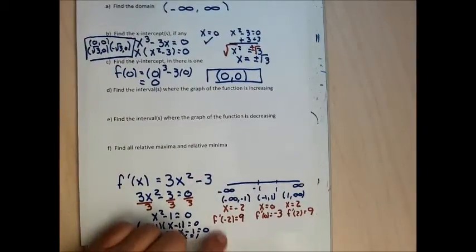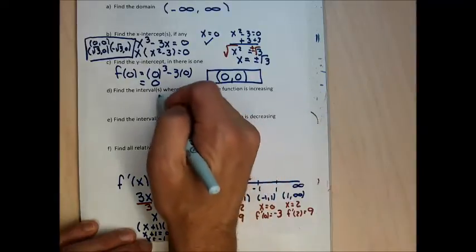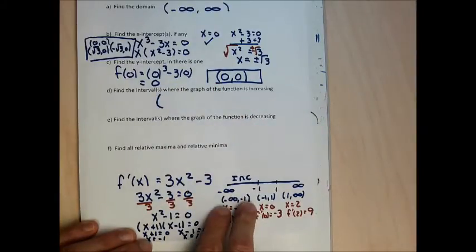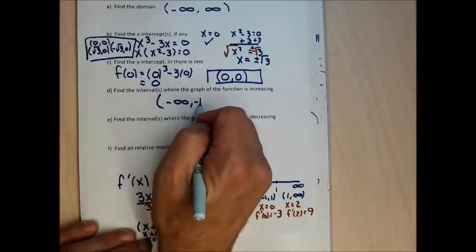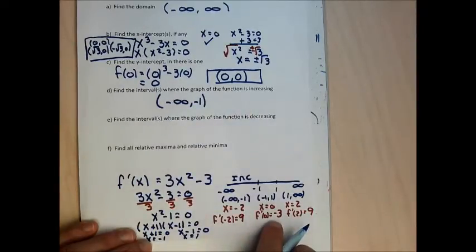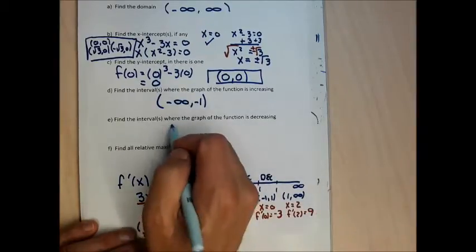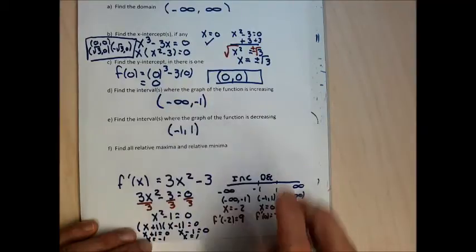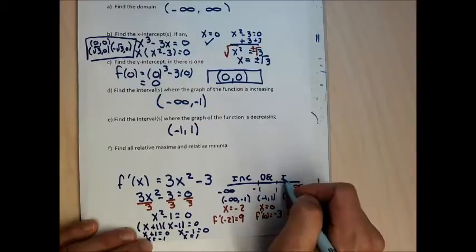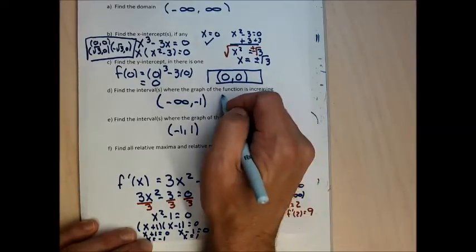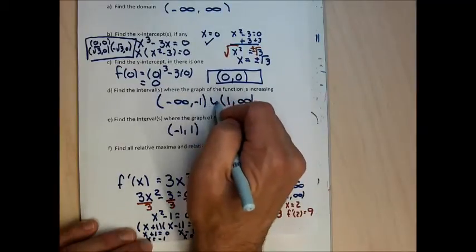In the first interval, because I got a positive, the graph is increasing, and that's going to go into my answer for part D. It's increasing from -infinity to -1. The next interval, when I plugged in 0, I got -3. That makes a decreasing interval. I'm going to put that interval from -1 to 1 in my part E. In the last interval, from 1 to infinity, I got a +9. Since I got a positive number, I get an increasing interval. I'm going to put that interval in part D. I'm going to separate these with unions.